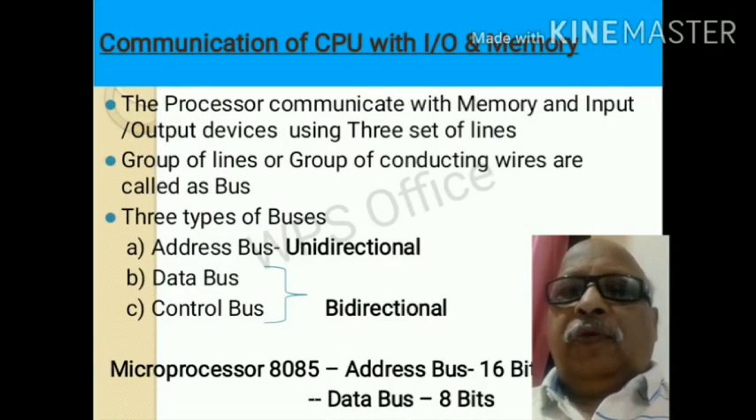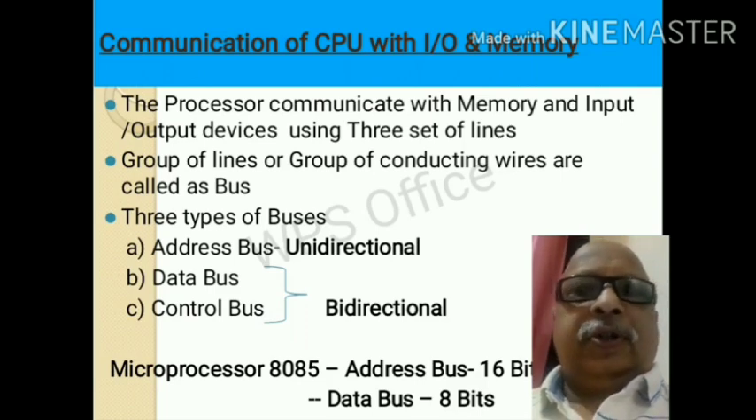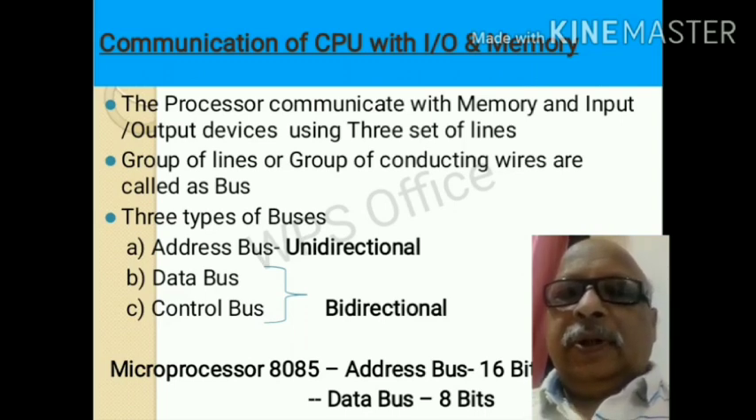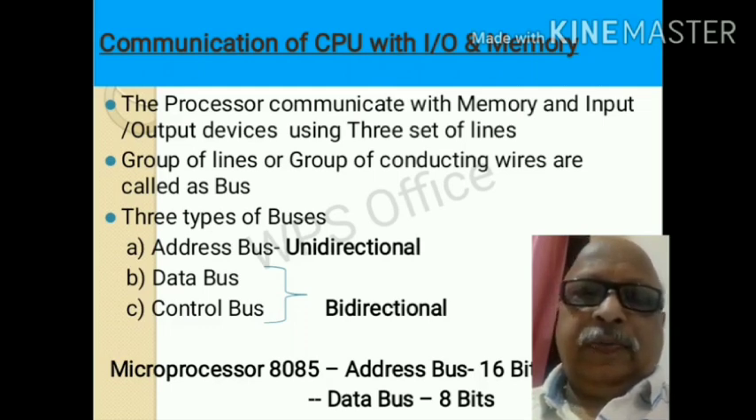Communication of the CPU with I/O and memory. How does it communicate? The processor communicates with memory and input output devices using three sets of lines. A group of lines, or a group of conducting wires, is called a bus. So what are the different types of buses? Three types of buses are there: first the address bus, then the data bus and the control bus.